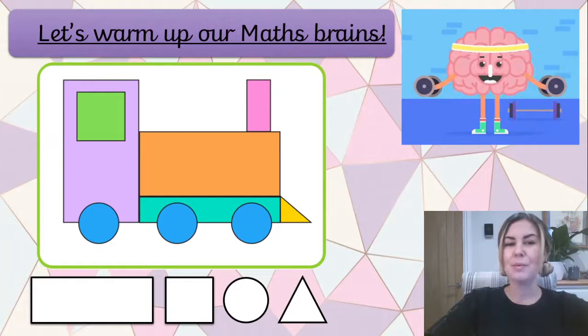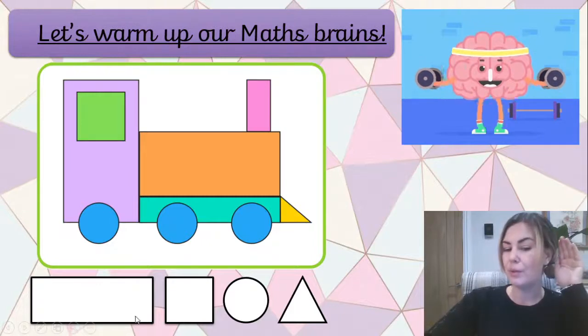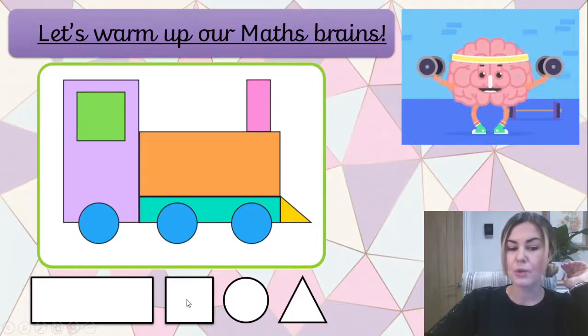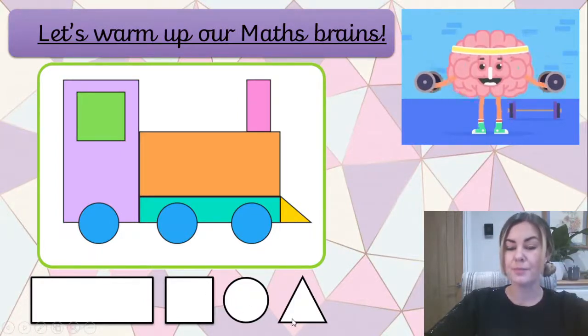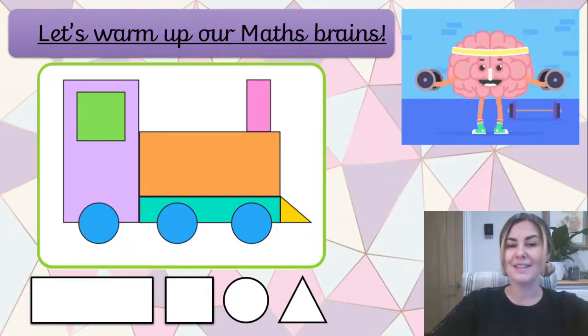We're going to begin warming up our brains by recognising some shapes. Can you tell me what shapes I have along the bottom? I have rectangles, squares, circles and triangles. And what I would like you to do is count how many of each shape is on the train. So how many rectangles, how many squares, how many circles and how many triangles can you see on that picture? Pause the video and we'll go through the answers in a minute.